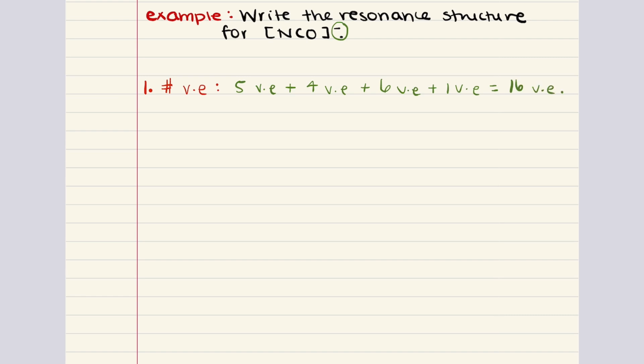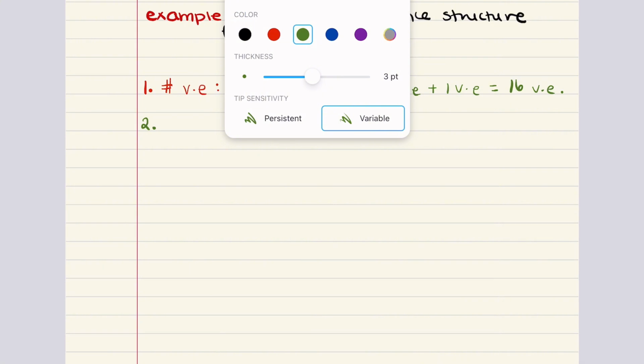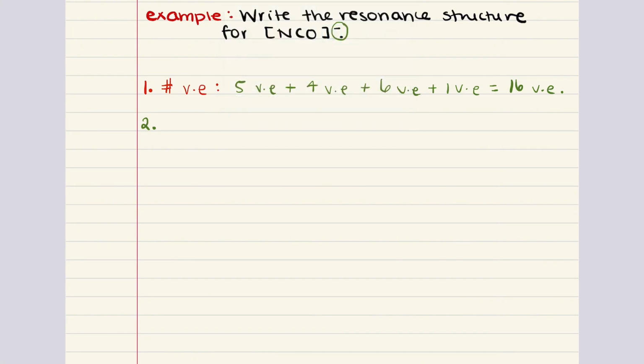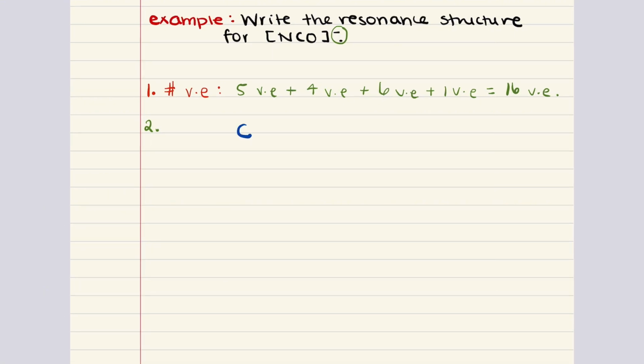Now the second step is to determine which atoms are connected. Here, carbon is the least electronegative of the 3 given atoms, so that means that the carbon atom occupies the central position. We have carbon in the center, and it's going to be surrounded by nitrogen and oxygen. Then we can move to step 3.